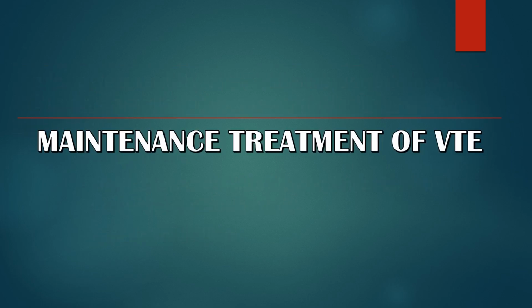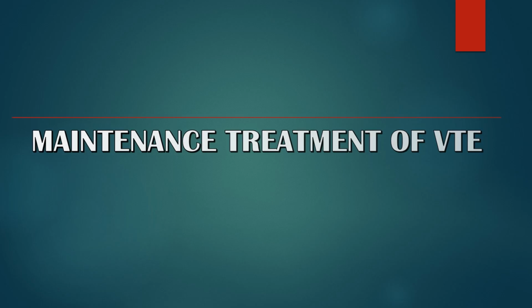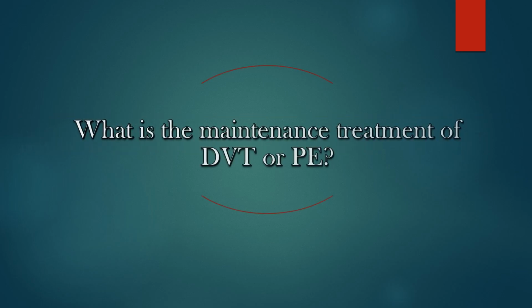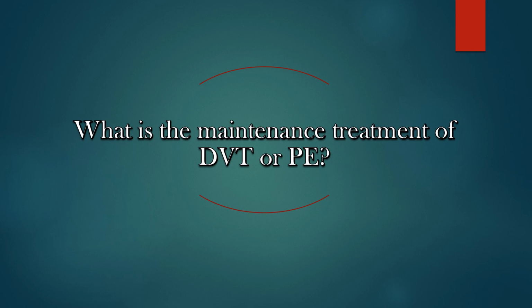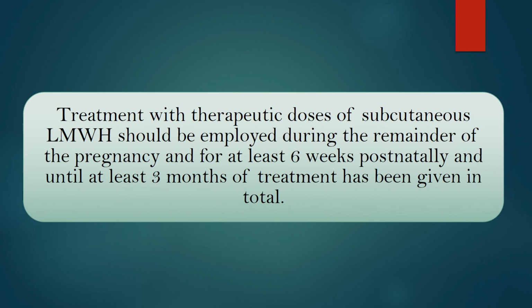Maintenance treatment of venous thromboembolism. What is the maintenance treatment of deep vein thrombosis or pulmonary embolism? Treatment with therapeutic doses of subcutaneous low molecular weight heparin should be employed during the remainder of the pregnancy and for at least 6 weeks postnatally, and until at least 3 months of treatment has been given in total.